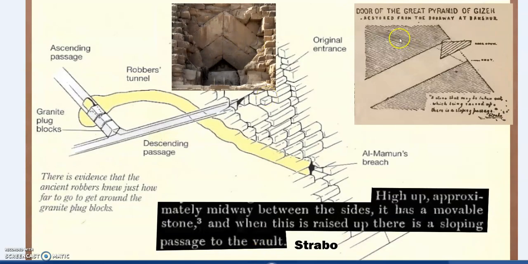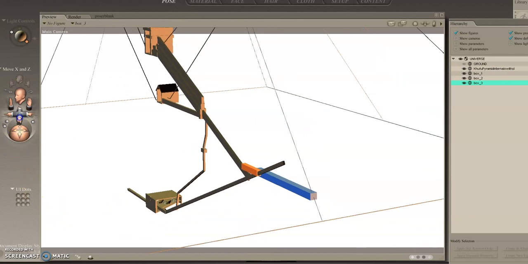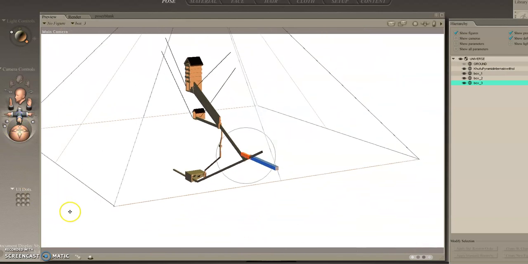So, at the time, higher up, there was a stone. When raised, there was a sloping passage to the vault. Now, there is not a sloping passage. Al Mamoon's breach runs horizontal, not sloping. And so these are the questions, and I think it's more than likely someone closed off the pyramid at some point in the past between the 1st and 9th century.